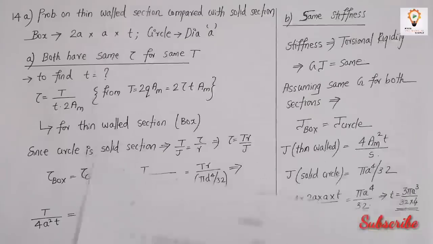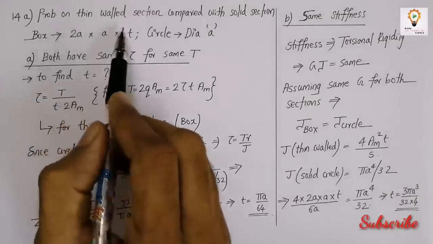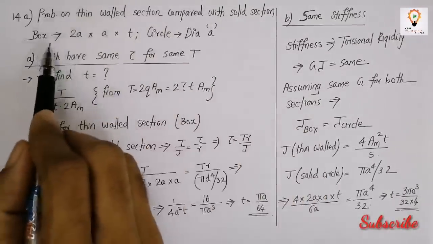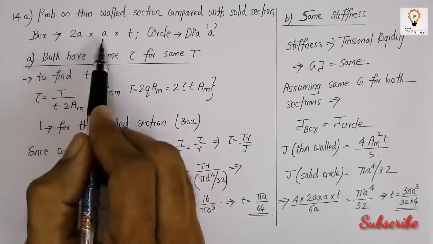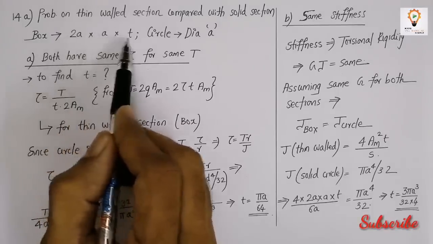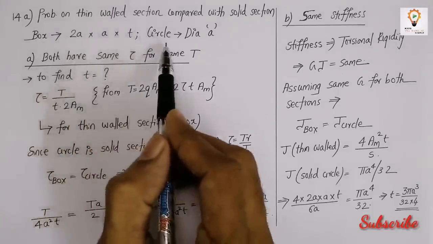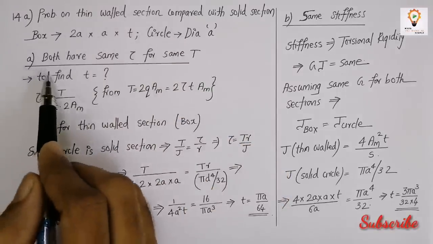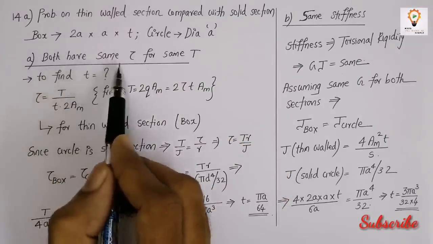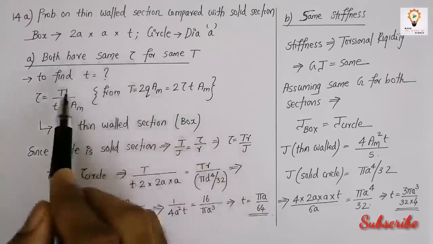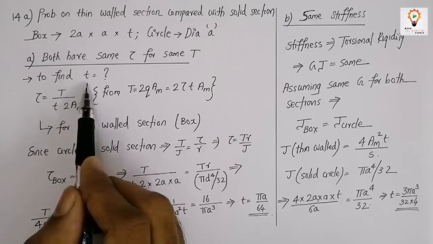Now let us analyze the problem. So, problem on thin-walled section compared with a solid section. The dimensions of the box are 2a by a by t. So 2a is the length, a is the breadth, and t is the thickness. And the circle is a solid circle of diameter a. Now case 1, both have the same torque and the same shear stress. Now what is the question? The question is to find out the thickness t.